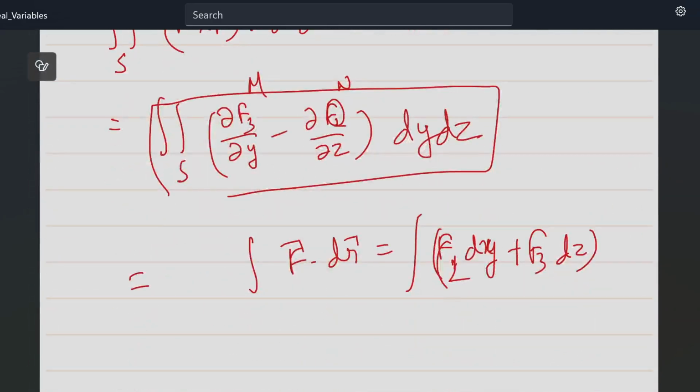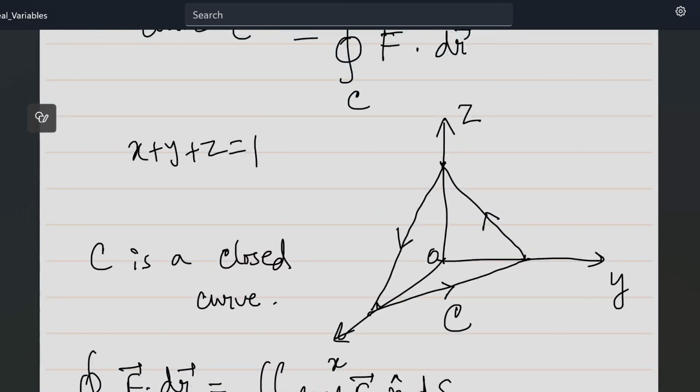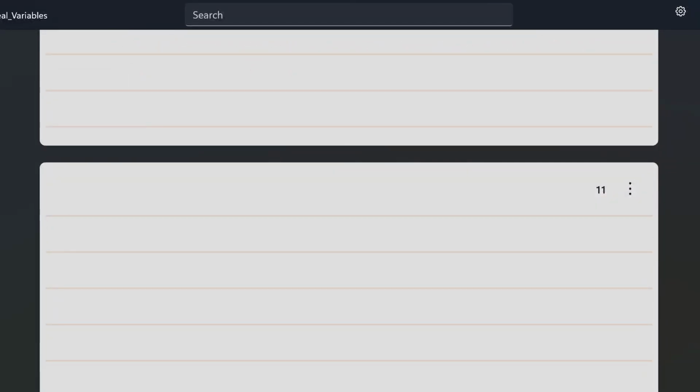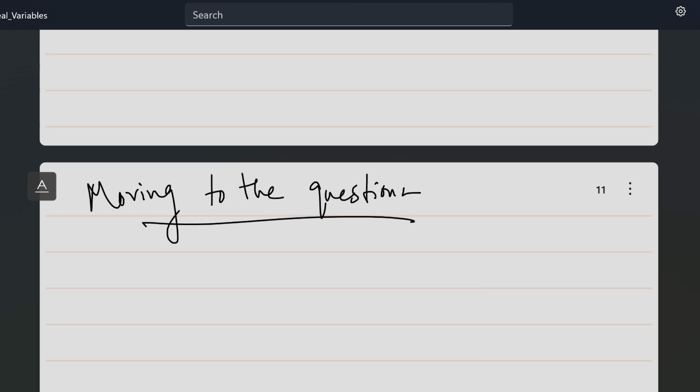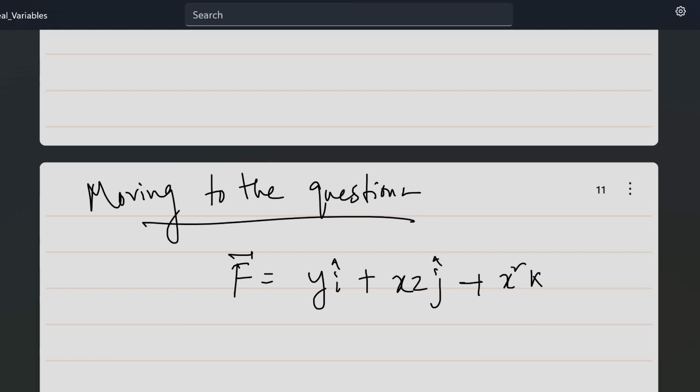Okay, but I am not removing all this. It will be there. So I will move to the next question, this one, where I can apply Stokes theorem. So I am moving to the question again. F is given by y i plus xz j plus x square k. So you tell me what is curl of F.